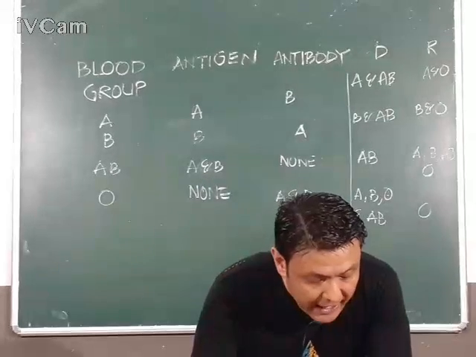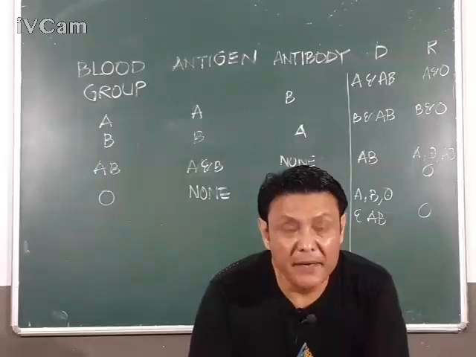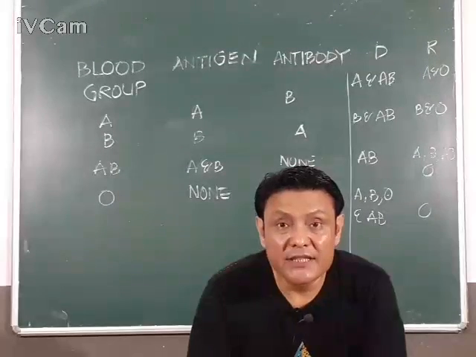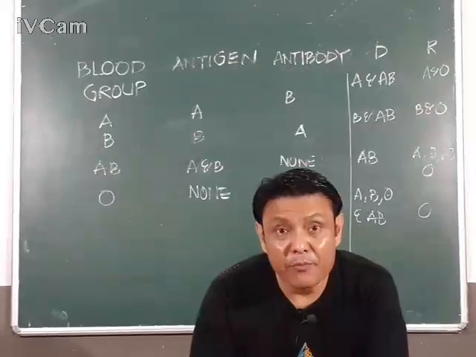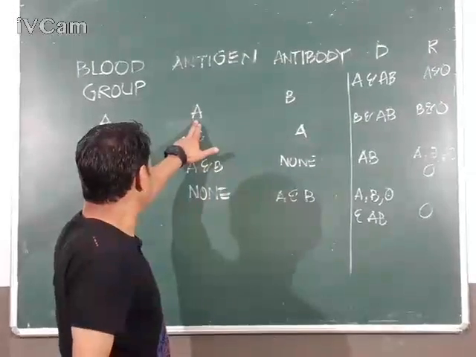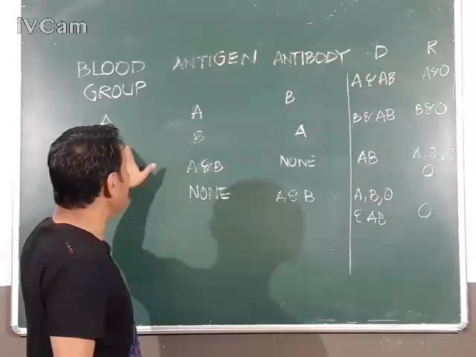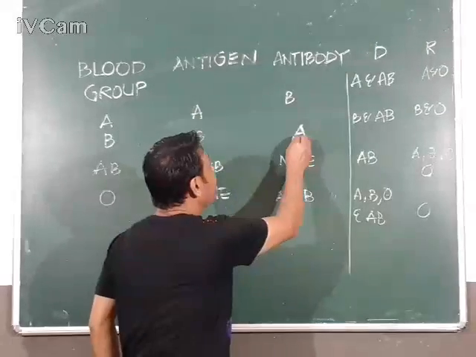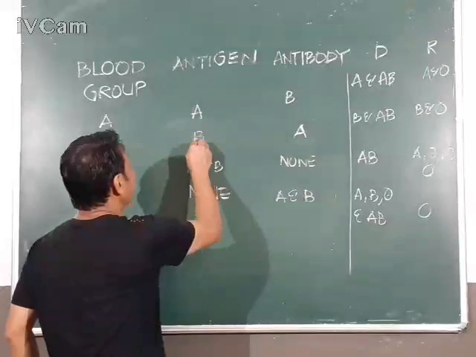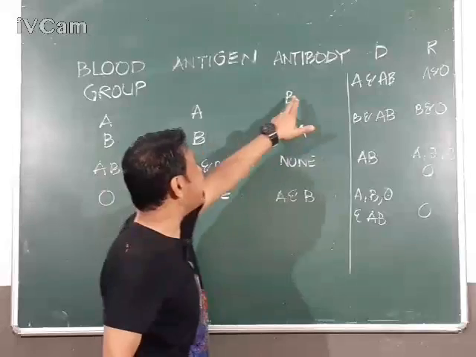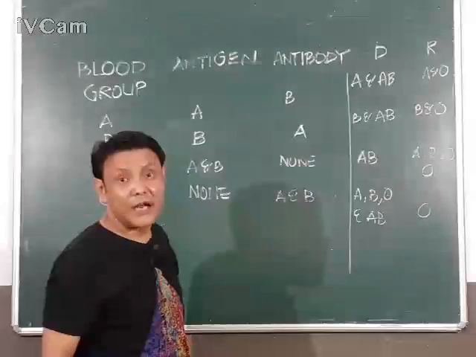Now, antigen A and antibody A are incompatible. That means they are not supposed to be mixed together, otherwise the blood will start clumping together. Similarly, antigen B and antibody B. If the same kind of antigen and antibody come together, the blood will start clumping together.